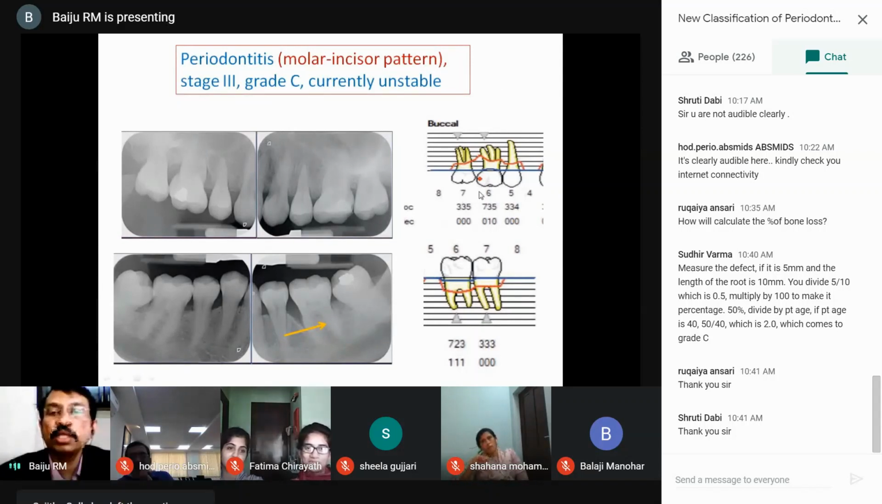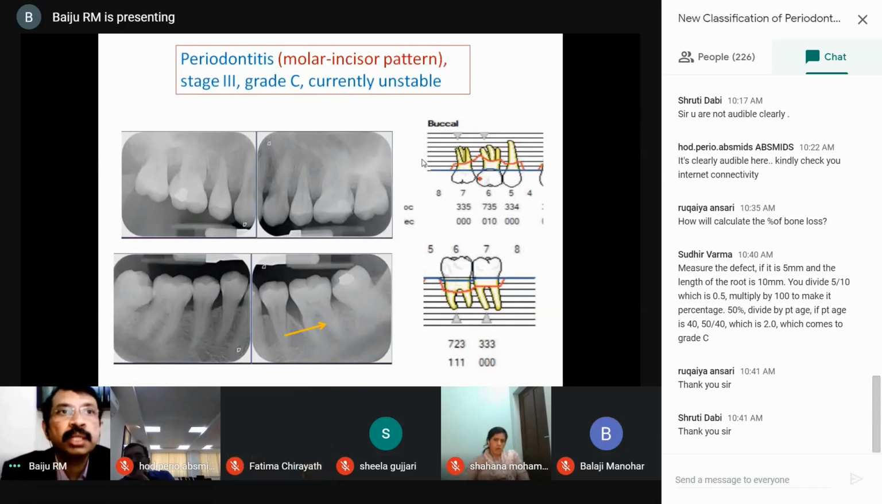And since the pockets are more than 5 millimeters, and there are plenty of bleeding sites, it is diagnosed as molar incisor pattern. If you remember the previous 1999 classification, this case would qualify for localized aggressive periodontitis. But in localized aggressive periodontitis, we never had any subclassification like severe or moderate. In the new classification, even if you are saying molar incisor pattern, you should not stop with that. You should again go on to stage the disease and grade the disease.